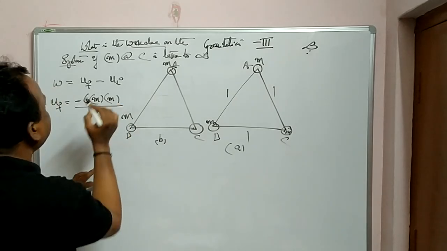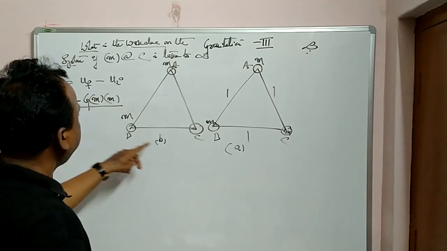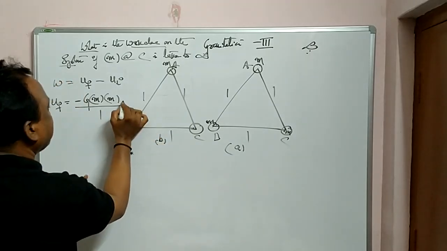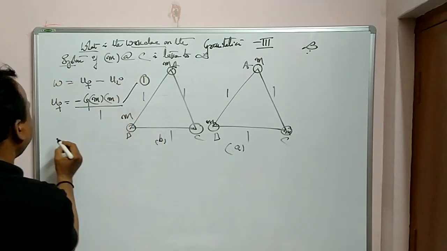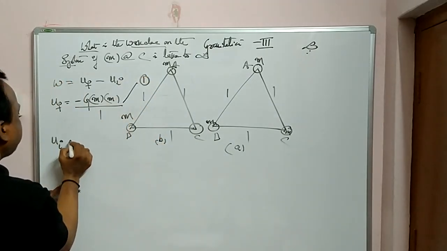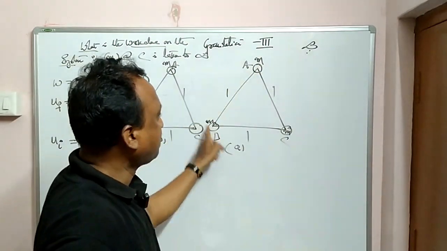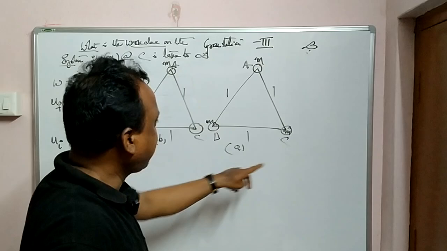m1 m2 by D. What is the D value? What is the side? 1 meter. So this one I'll take as equation 1. Next, initial gravitational potential energy. What is the initial gravitational potential energy? There are 3 masses, so because of the 3 you have to calculate.